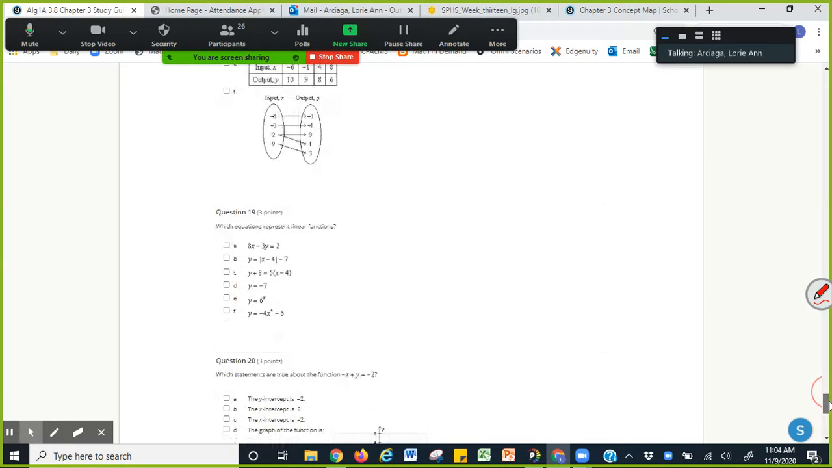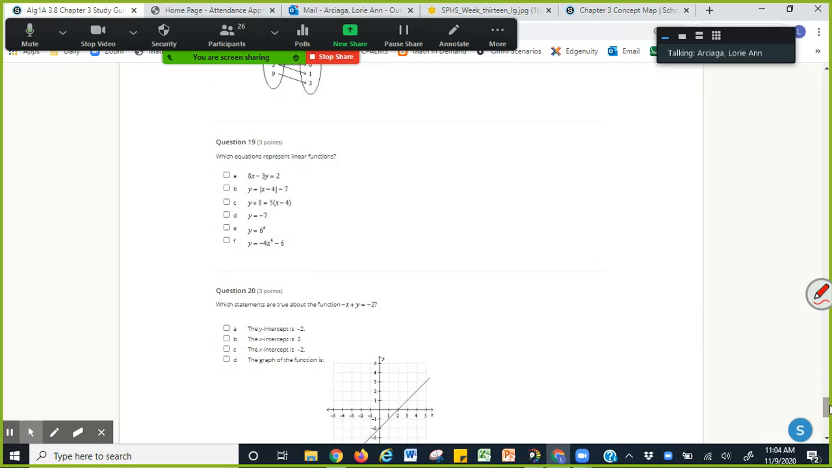All right, which equations represent linear functions? Oh, this should be easy. They have to be in the form ax plus by is equal to c, like letter A, right? Something x plus something y equals 2, so that's correct. Oh, this is not, because it has an absolute value.